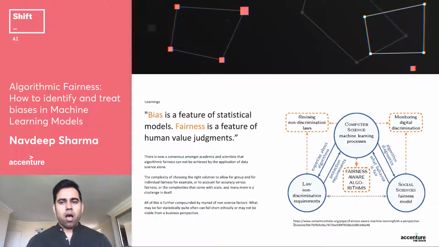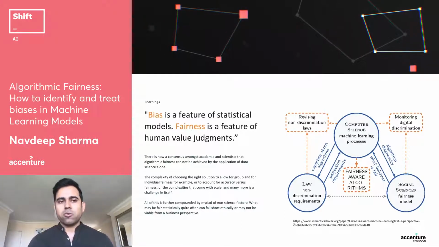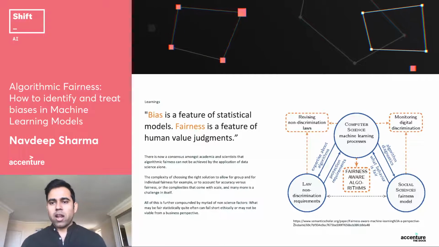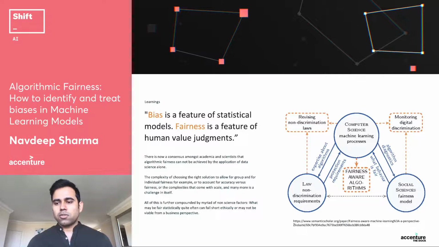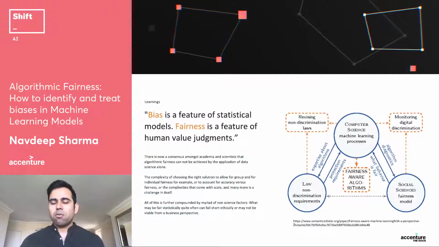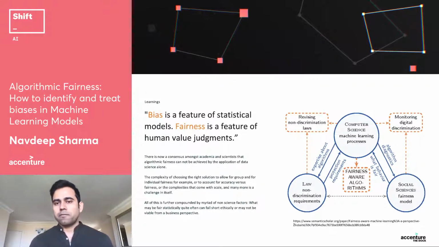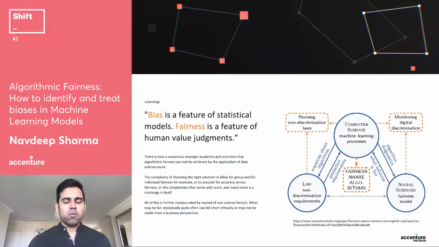Going into some of our learnings while we went through different phases of this project. Algorithmic fairness requires input from different social elements such as law, non-discrimination law, and it also requires us to continuously monitor the impact of our machine learning model on individuals' lives. It's very aptly written: bias is a feature of a statistical model, whereas fairness is a feature of human value judgment.